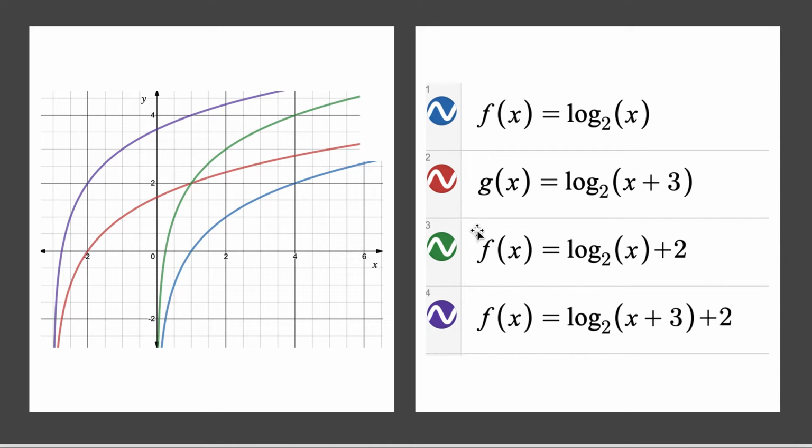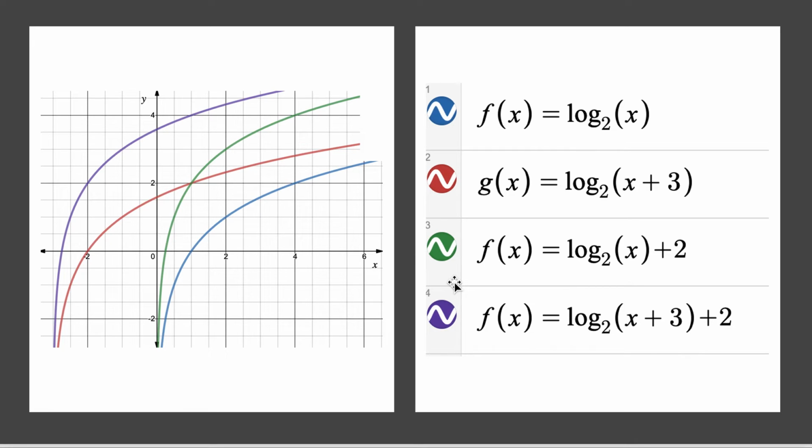And if we compare with the green function now, the parent function, f of x equals log base 2 of x plus 2: to reach the green function from the parent function, it has to move 2 units up. The x-intercept is 1 and 0, and it moves 2 units up, so it is going to be 1 and 2. This point here is going to be 1 and 2. That's how it changes.